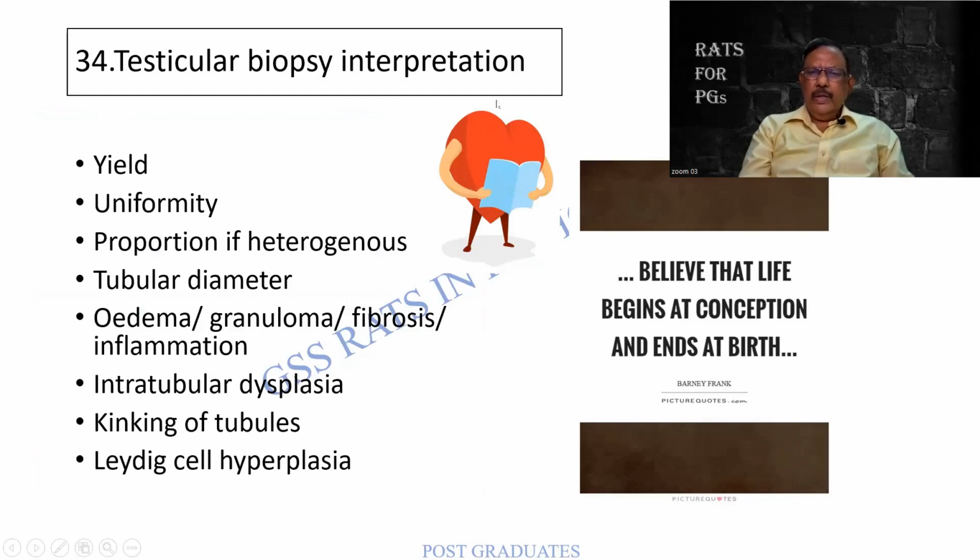And how do you interpret a testicular biopsy? The yield will have to be assessed. Uniformity should be there. Proportion, if heterogeneous. What is the diameter of the tubules? Whether there is any edema, granuloma, fibrosis, or inflammation. Dysplasia within the tubules. Kinking of the tubules. The tubule bends in a C-shaped or an S-shaped manner. This is given in one of the recent advances earlier. And this will prevent the motility of the spermatozoa. Leydig cell hyperplasia is almost the opposite of the tubular function. So kindly learn this by heart.